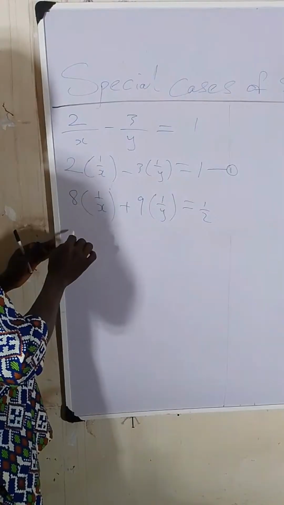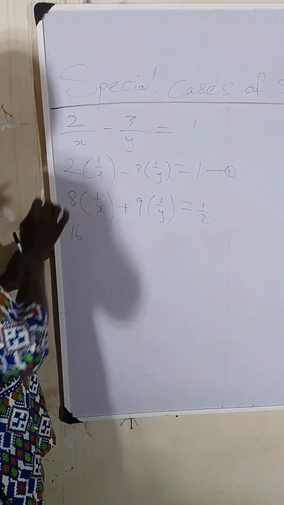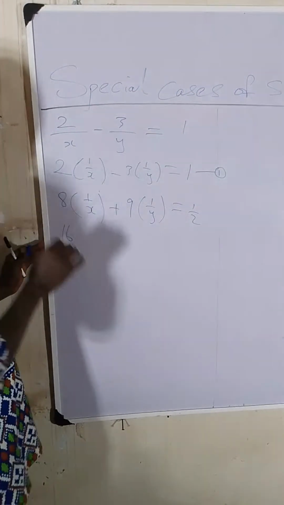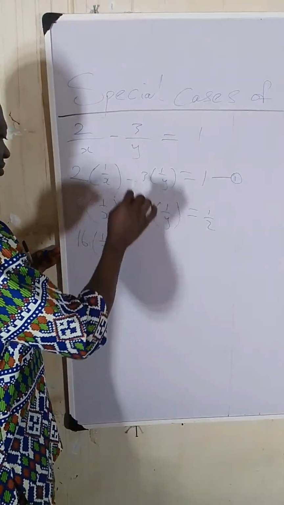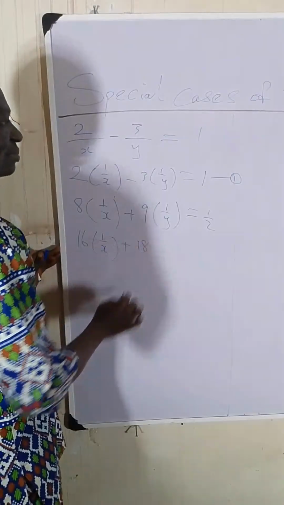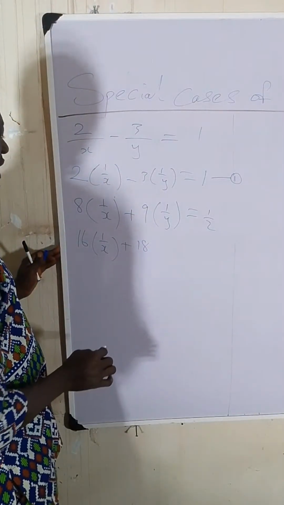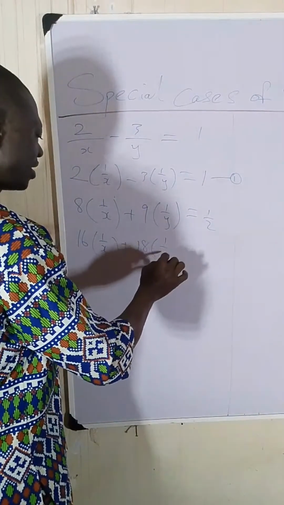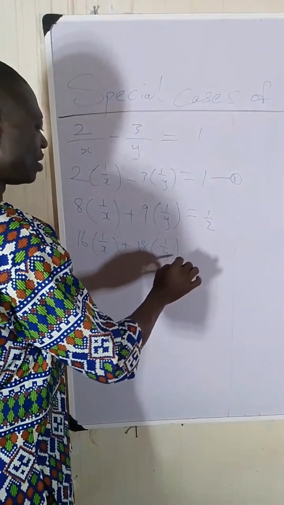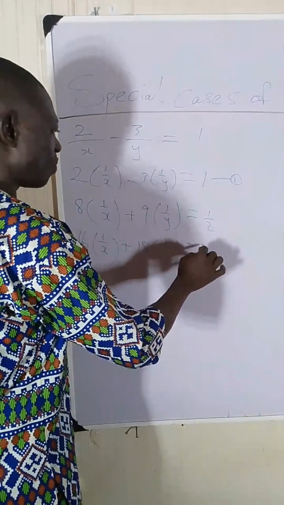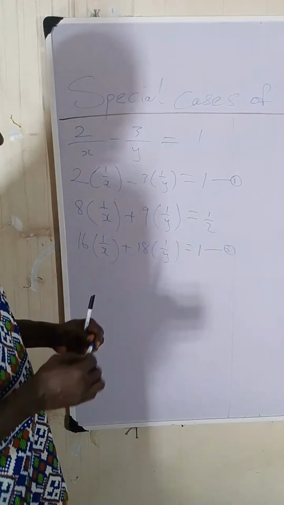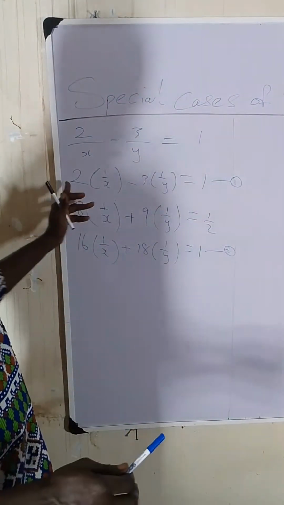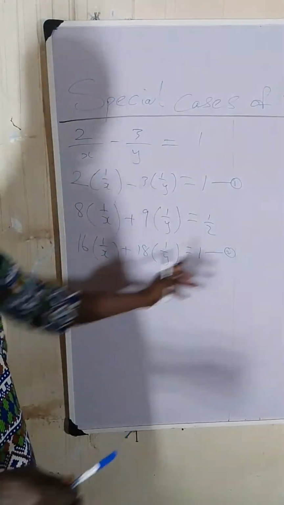So we are going to have 16, that is 8 times 2, 16 into 1 over x, plus 18 into 1 over y is equal to, multiply this by 2 will give you 1. We now have equation 2. So remember that we now have equation 2. This is equation 1 and equation 2.